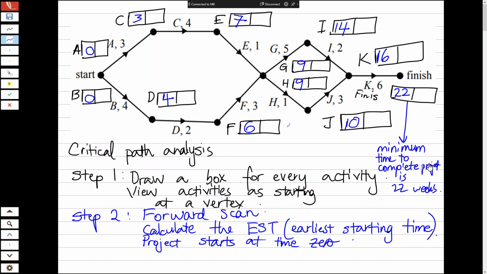Now, there's more. There's a lot more. This exam question only tests a small part of this thing called critical path analysis. What we're going to do next won't answer the questions on this exam paper, but you will need to know this technique to do other questions. So let's go now to step 3. Step 3 is called the backward scan.